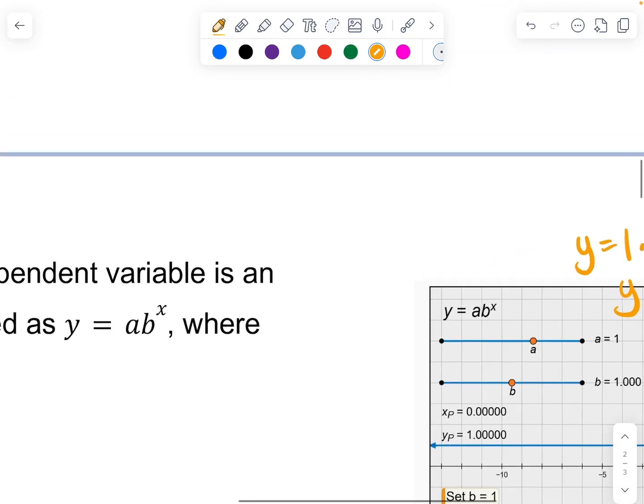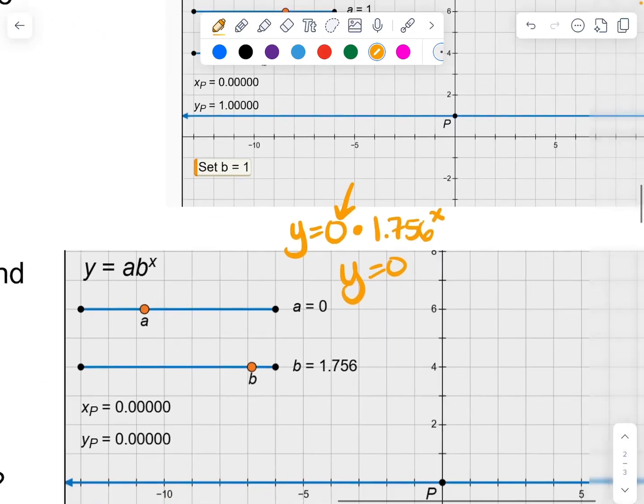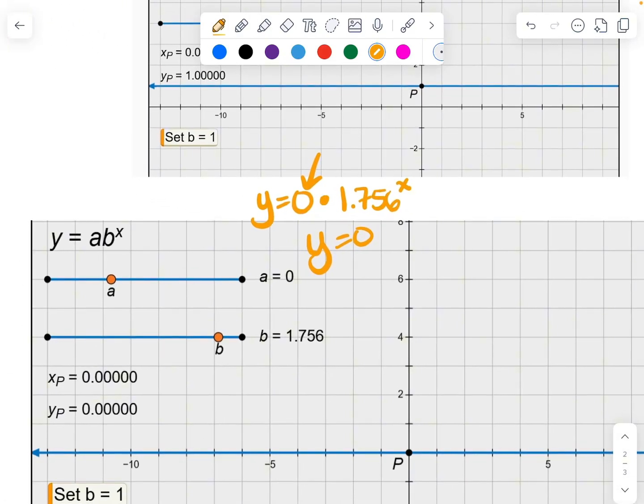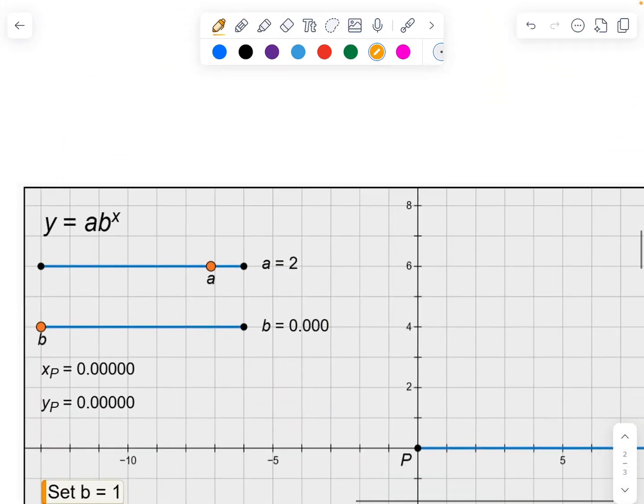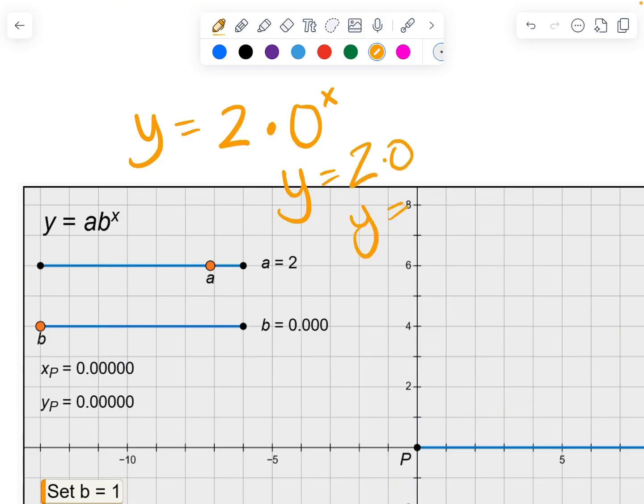So first we started up here. It says a can't equal 0 and b has to be greater than 0. So this one was a equaling 0. You would have a horizontal line. Okay, now here I changed a to a different number. So 2 times 0 to some power. Again, 0 to any power is still going to be 0, and that's going to get me 0 again.